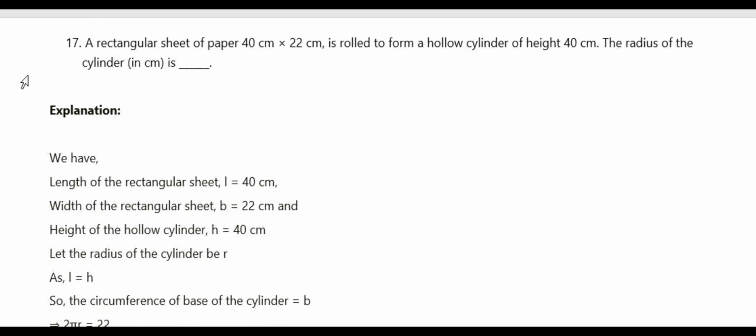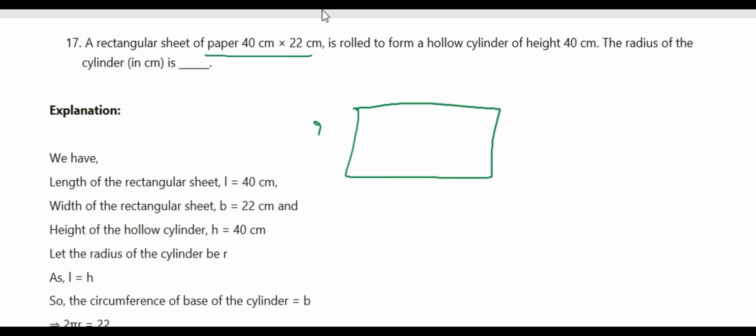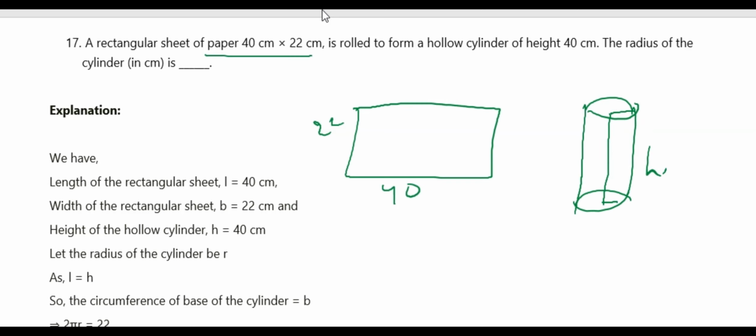Now the next question on your screen, as you can see here, a rectangular sheet of paper 40 by 22 is rolled into a hollow cylinder of height 40 centimeter, right? You can draw it in a fast mode, and you can see it is the height, right? So you can see here length of the rectangular sheet 40, width of the rectangle 22, and then height of hollow cylinder is 40. Let the radius of cylinder be r.